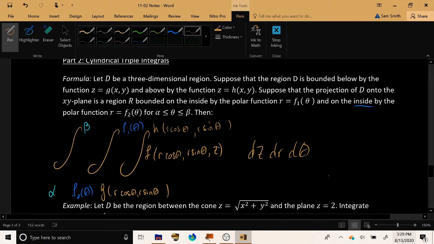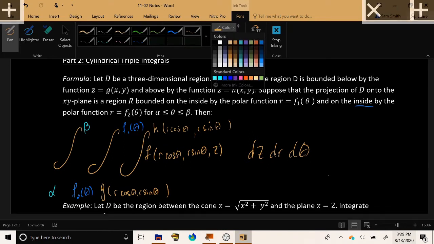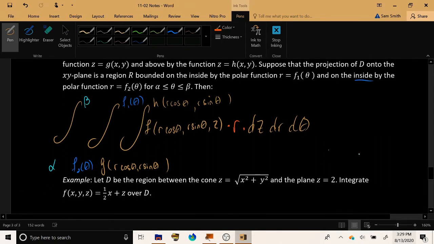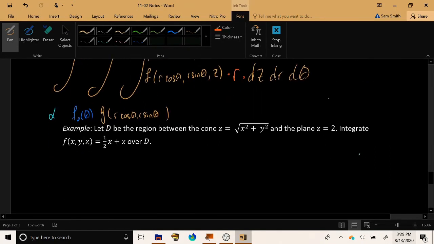And finally, just as in polar coordinates, if we're using cylindrical to write a triple integral, we have an extra added factor of r. So, lower upper surface, inner outer radius, first to last angle, integrand in polar coordinates, and an extra copy of r. Let's see what that process looks like in the following example.